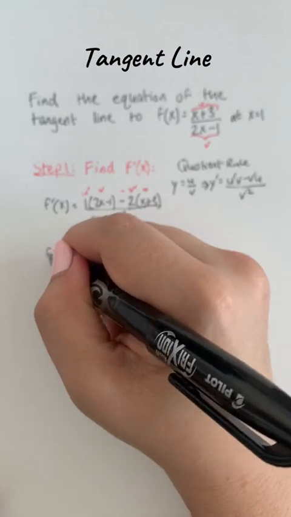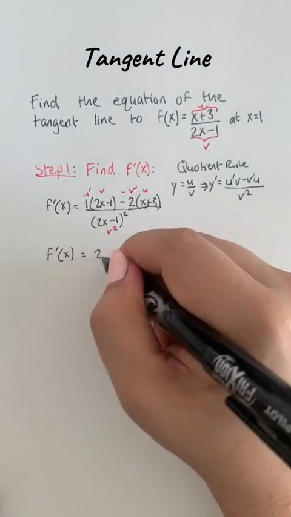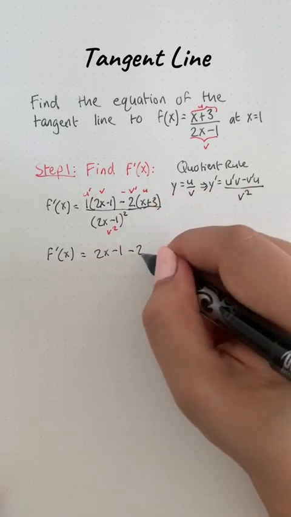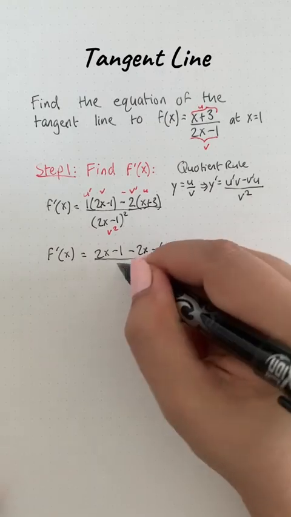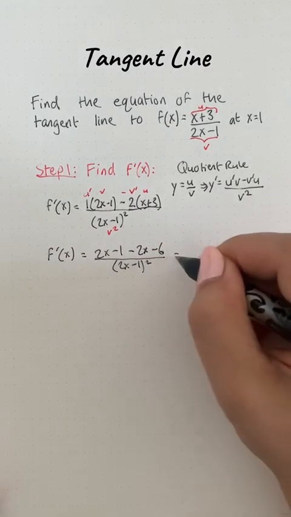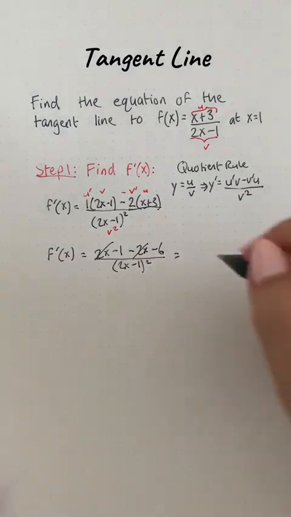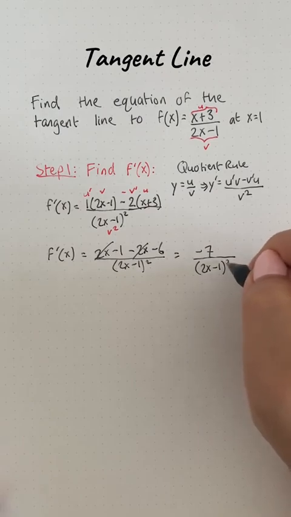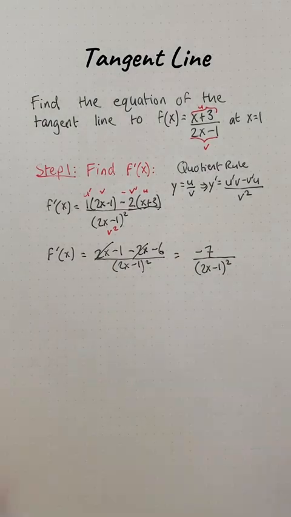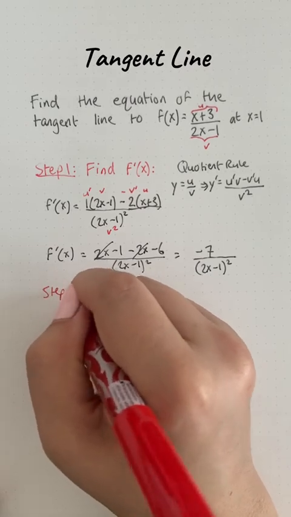Now we're just going to open this up, and we're going to get 1 times 2x, which is 2x, minus 1 times 1, which is 1, minus 2x, then minus 6, over 2x minus 1, all of it squared. My 2x and my minus 2x in the numerator are going to cancel. I'm just going to get minus 7 over 2x minus 1, all of it squared. Now we're done with step 1. We found the derivative. Now we're going to move on to step 2.